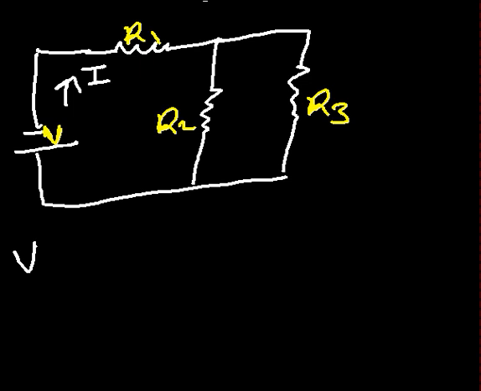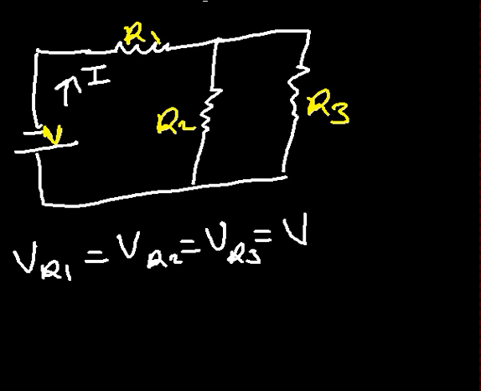So now you should have to know that the voltage across the R1 resistor is the same as the voltage across the R2 resistor, which is the same as the voltage across the R3 resistor, since the voltage in a parallel circuit does not change, which is the same as the voltage from the battery. So what is only being shared is the current.